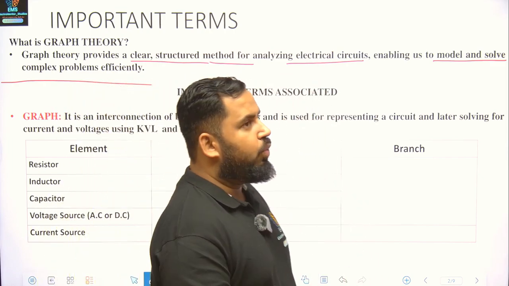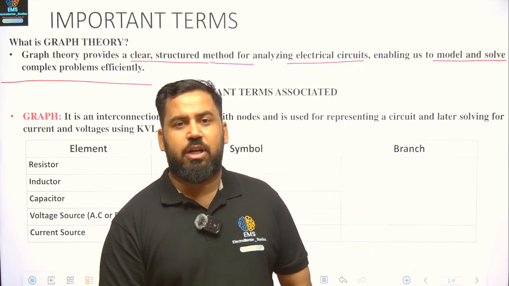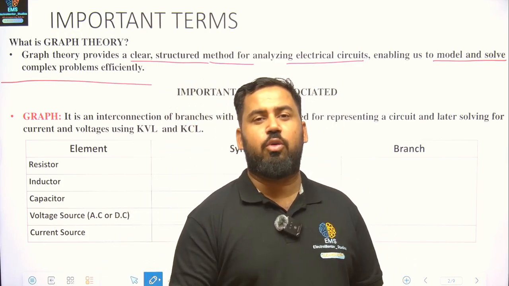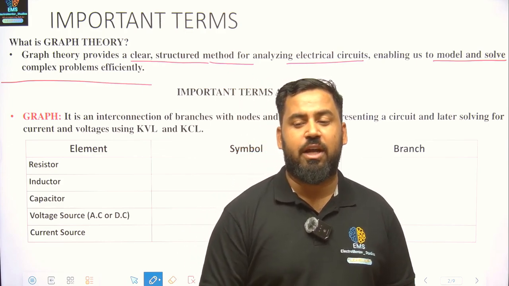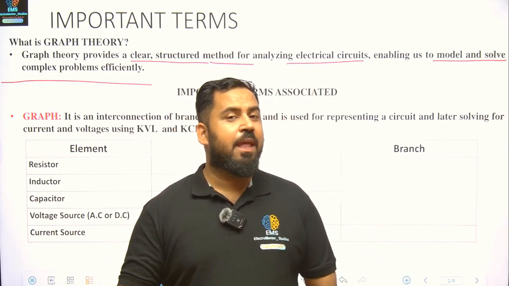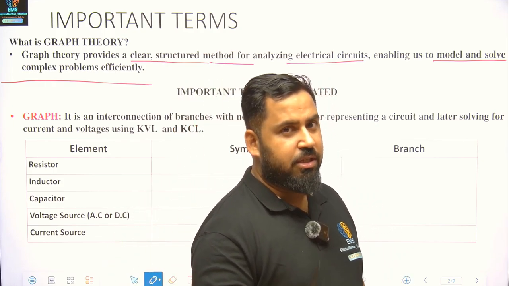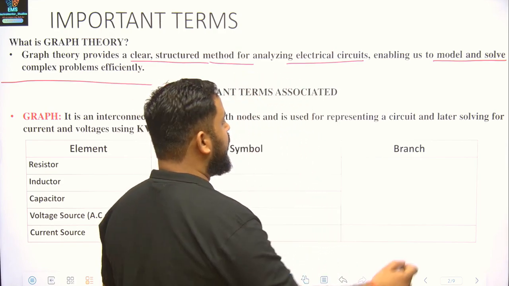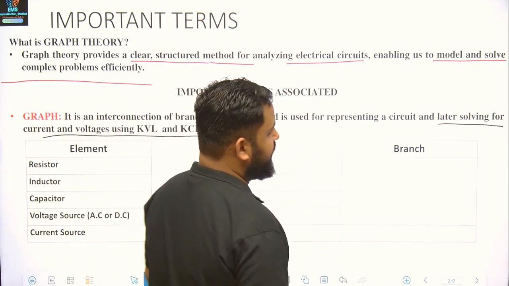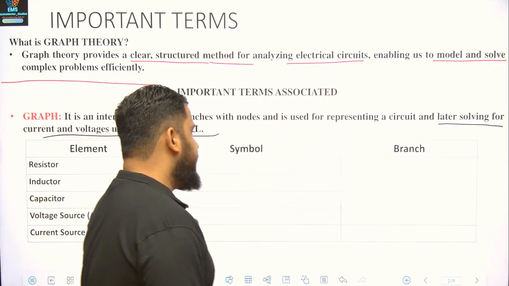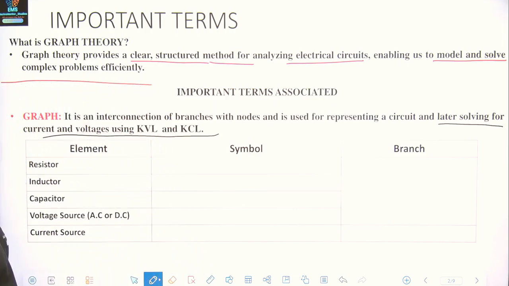In the first part of the graph theory, we are much more concerned with how to construct the matrices, how to know what graph is, where the graph is built and everything. And in the second half, that is graph theory lecture 2, we'll be studying how to solve for current and voltage equations using KVL and KCL. So let us understand some basic things about the graph.